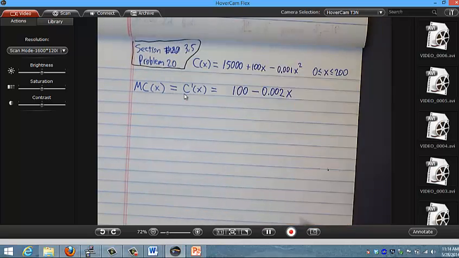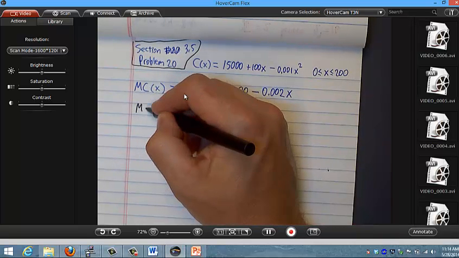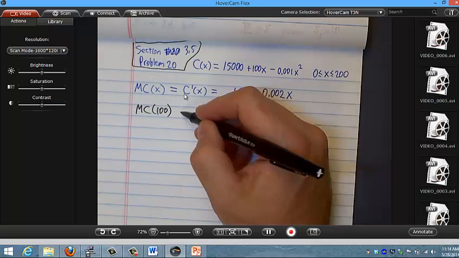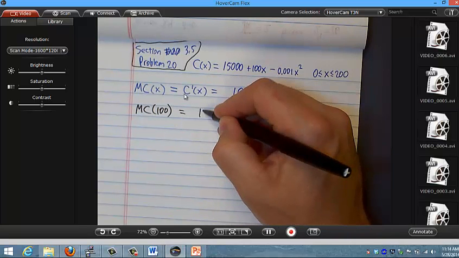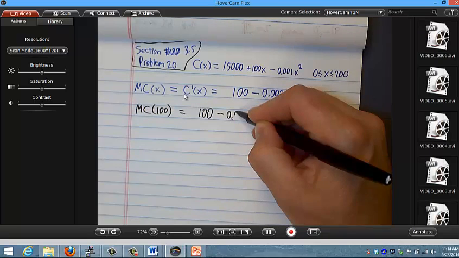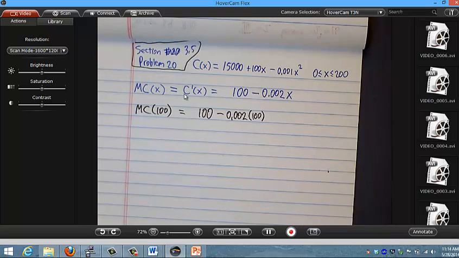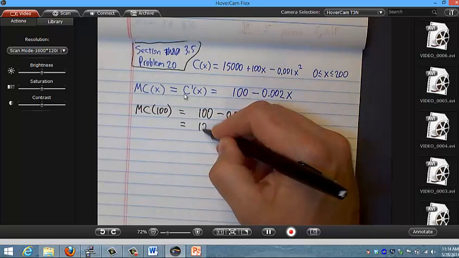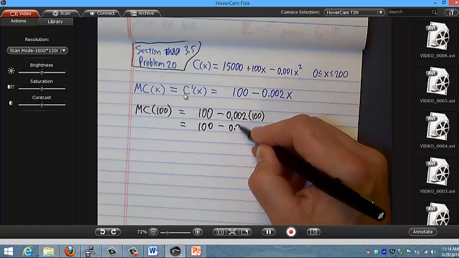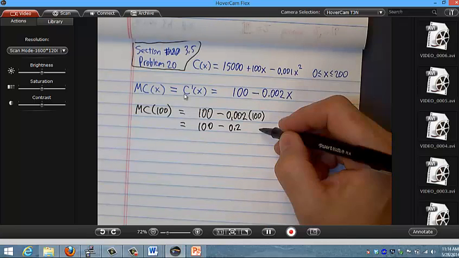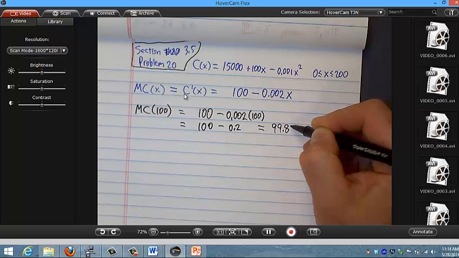And the next thing problem 20 asked me was, let's talk about MC of 100, the marginal cost of 100. Okay? Well, that's going to be, you just plug in 100 minus 0.002 times 100. So I could do that without a calculator. It just moves the decimal point. 100 minus, this would be 0.2, because it moves it 2 places. So 100 minus 20 cents if we're working in dollars. I have to check the problem. I don't know yet, but I know that this is 99.8.